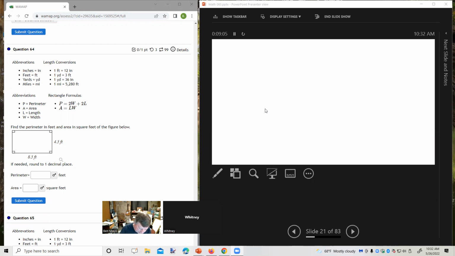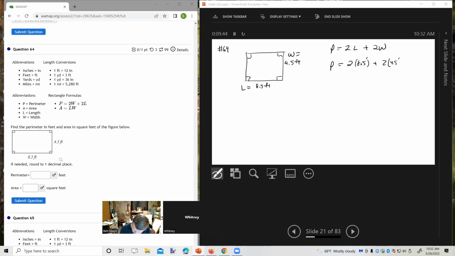All right, having said all that, let's take a look at number 64. It says, find the perimeter in feet and area in square feet of the figure below. So we've got this rectangle. And this dimension is 4.5 feet, and this one is 8.5 feet. Let's call this the length and this the width. So the perimeter is 2 times the length plus 2 times the width. So it would be 2 times 8.5 feet plus 2 times 4.5 feet.